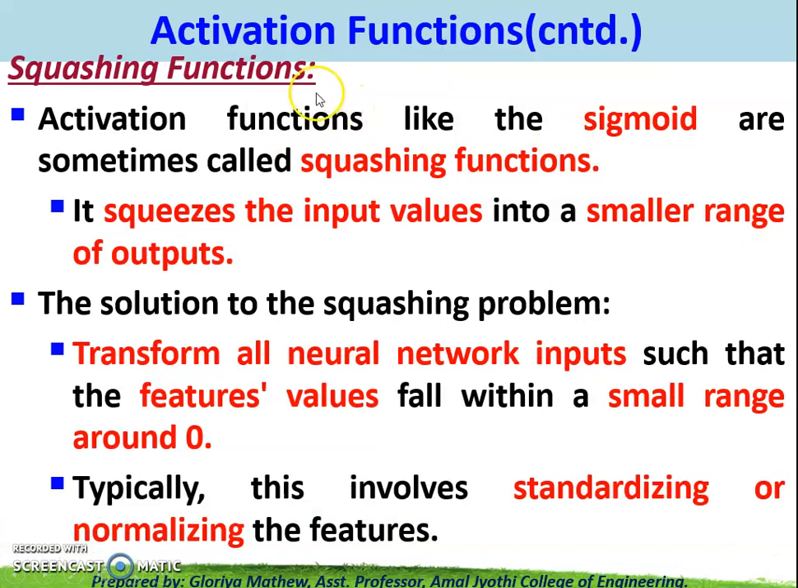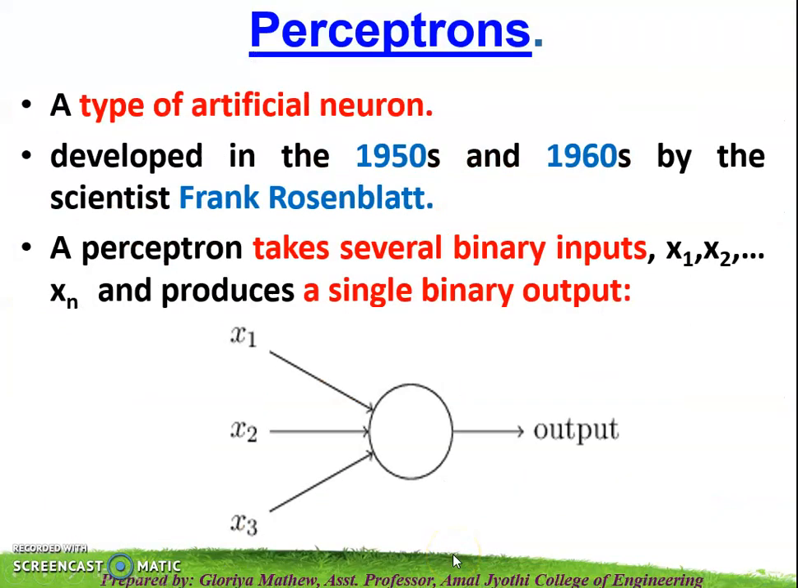Now let's see what a squashing function is. Activation functions like the sigmoid are sometimes called squashing functions because they squeeze the input signal into a smaller range of output. The solution to the squashing problem is to transform all neural network inputs such that the feature values fall within a small range around 0. Typically, this involves standardizing or normalizing the features.